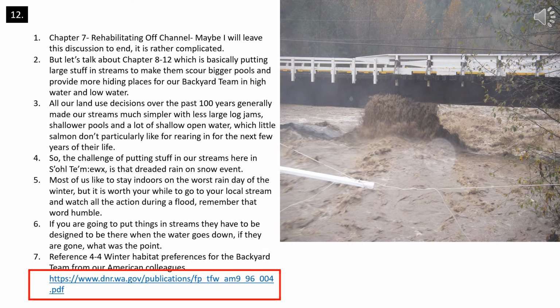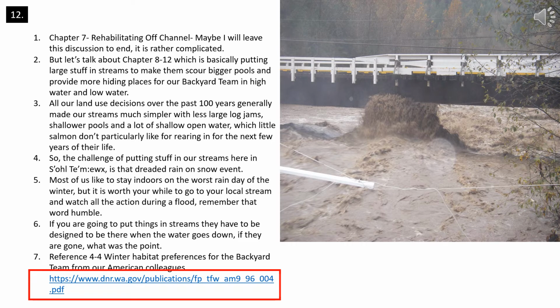So all of our land use decisions over the past 100 years have generally made our streams much simpler with less large log jams. Remember, the size of the timber has decreased as the forests have been harvested. Shallower pools because the large wood doesn't resist the flow and force the energy to dig that pool. A lot of shallow open water, which little salmon don't particularly like for rearing in for the next few years of their life, particularly as they get larger. They like more complex habitat as their body size increases. And all the members of the backyard team are going to spend from 1 to 3 years in these streams, and they will be getting bigger through their life.